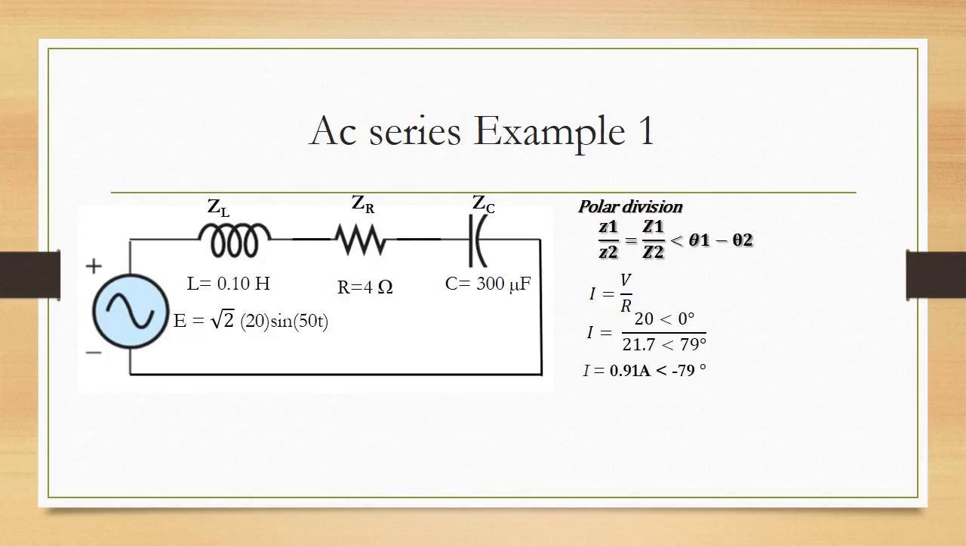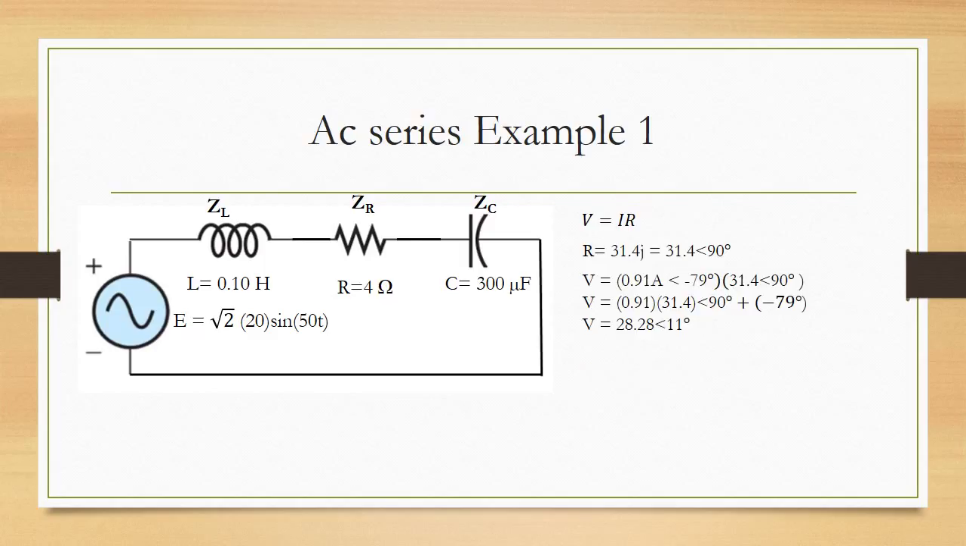For the second question, we must find the total current of the circuit using V equals IR. So we know that voltage is 20 at 0 degrees and the resistance is 21.7 at 79 degrees. Using the polar division formula, we find that the current is 0.91 amps at minus 79 degrees.